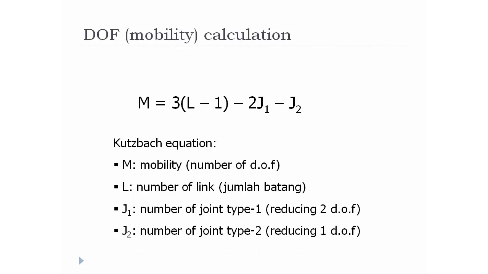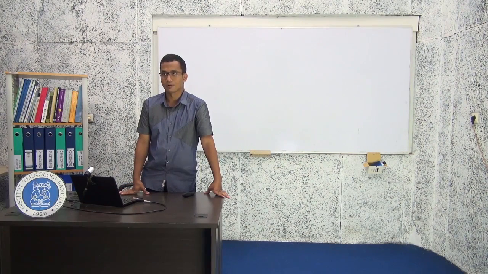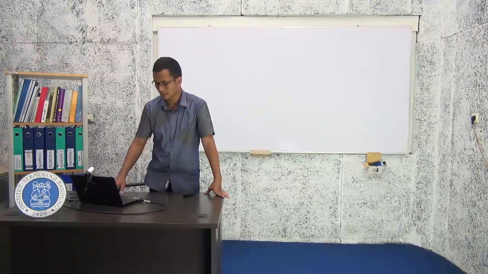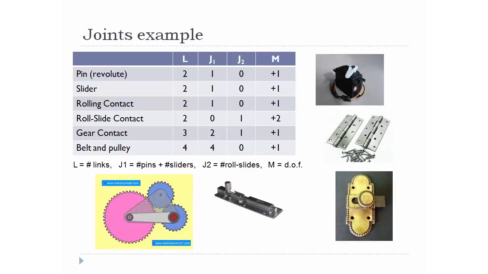J1 is the number of joint type 1. Joint type 1 is a joint that reduces 2 degrees of freedom. And J2 is the number of joint type 2. Joint type 2 is a joint that will reduce 1 degree of freedom. Maybe it's quite difficult for you to comprehend this fast, but I will try to explain more in our study case. This is several examples.